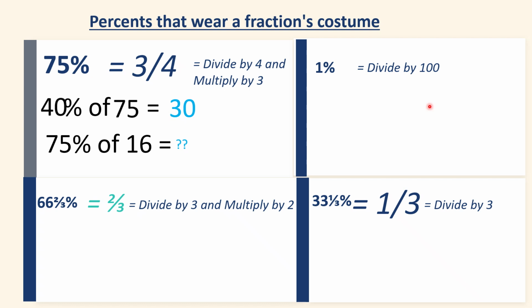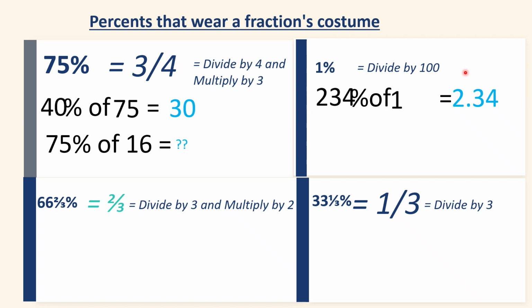1% is dividing by 100. So if you got 1% of 234, just divide 234 by 100. Dividing by 100 means you go back 2 steps and you add a decimal. So you just jump 1, 2, and you put the decimal here. It gives you 2.34. It's equal to 234% of 1, which is the same thing.